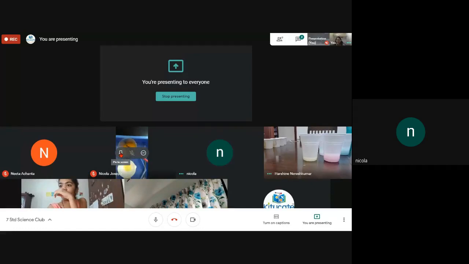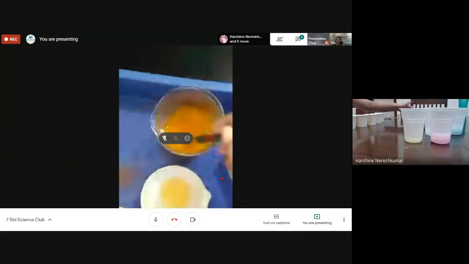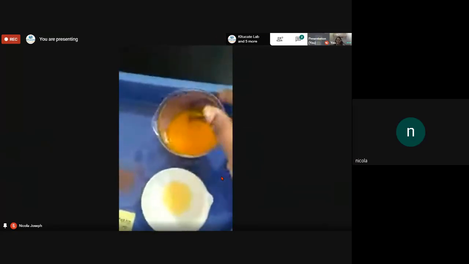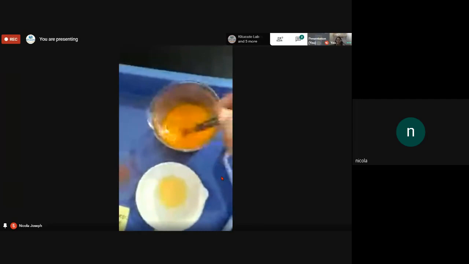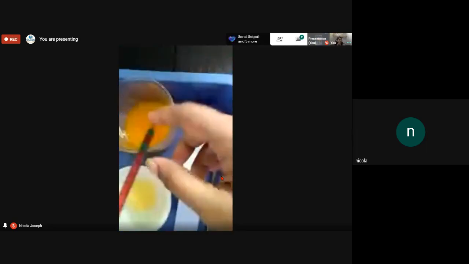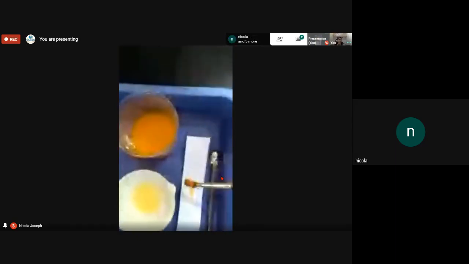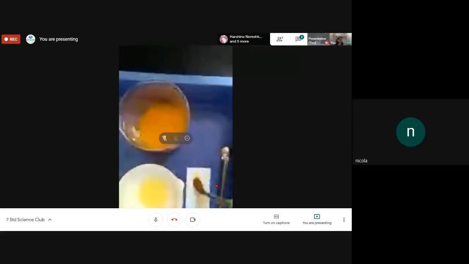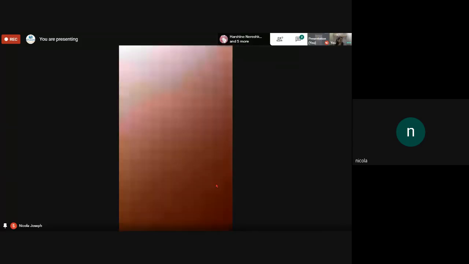You all have to make turmeric solution. Don't make it too dilute. Add a little bit of turmeric and a little bit of water. It should look somewhat like this. Then you'll take a piece of paper and use a paintbrush. Use a paintbrush and you can put it on the paper.